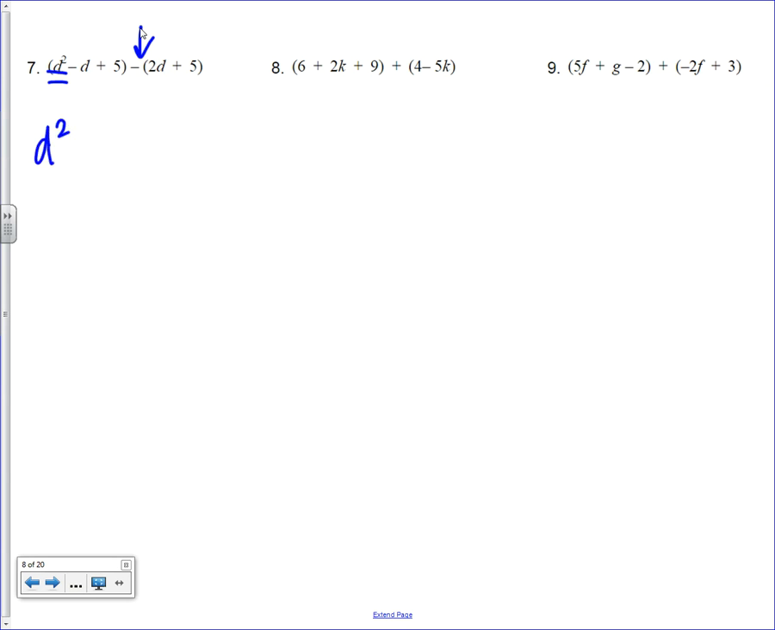Everybody okay with that? Okay, now, Logan, I do have a minus D and then minus a 2D. So what's -D minus 2D? Try again. -1 minus 2. There we go. And those are D's. And then last but not least, I have 5 minus, oh, that's nice. 5 minus 5? 0. Everybody okay with this?